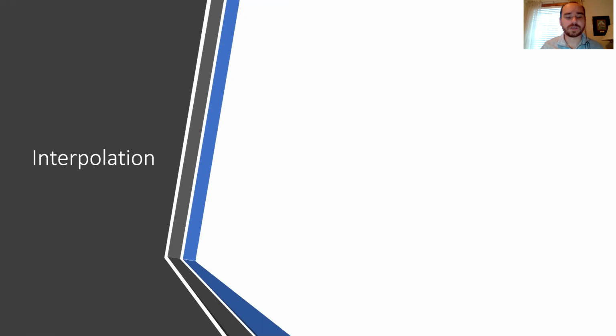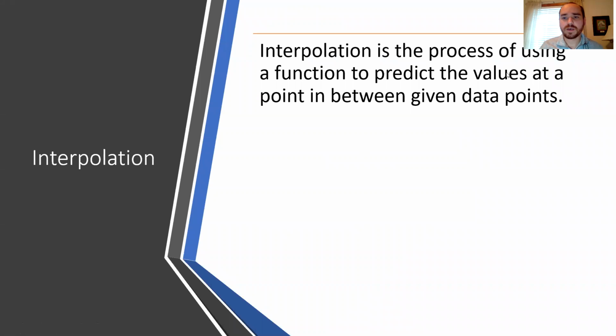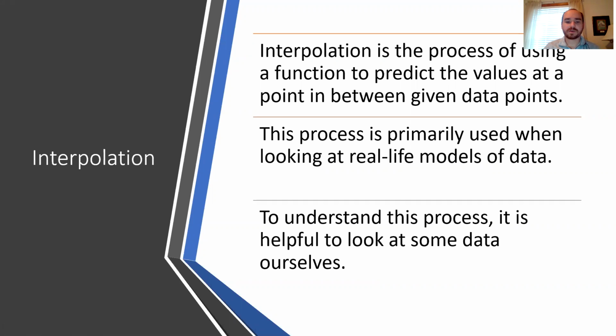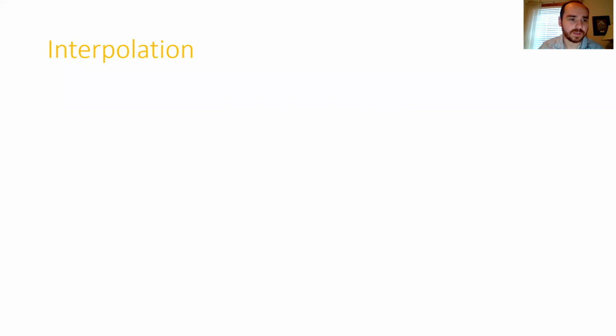We're going to start with interpolation, which is a concept that really applies to predicting and making estimates about real world data, but you can also use it just in functions that don't necessarily have to represent anything. But interpolation is the process of using a function to predict values at a point in between given data points. It's going to help for all of this definition stuff to look at an example. This process is primarily used when looking at real life models of data, and to understand this process, we want to look at some actual real life data ourselves.